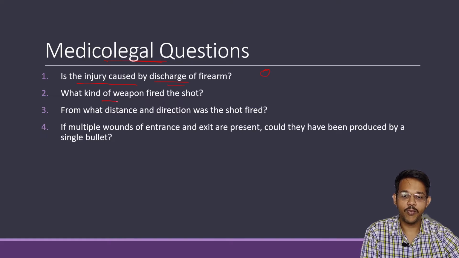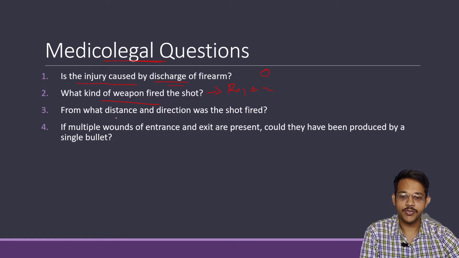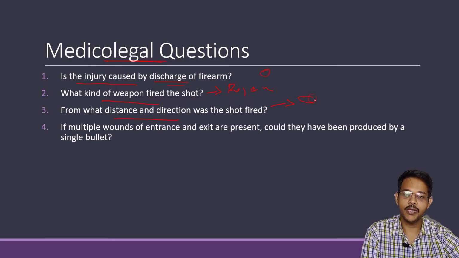Then we have to know what type of weapon was fired. In case of firearm, whether it is a rifle or a shotgun has to be described. If it is pellets, then it is a shotgun. If it is a single bullet, it is a rifle. From what distance and direction was it fired? Direction and distance can be described based on tattooing, soot, and the abrasion collar. The bullet track in the body can also be helpful in deciding the range as well as the direction of the firearm.